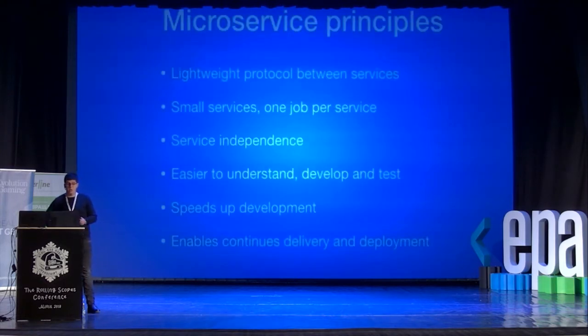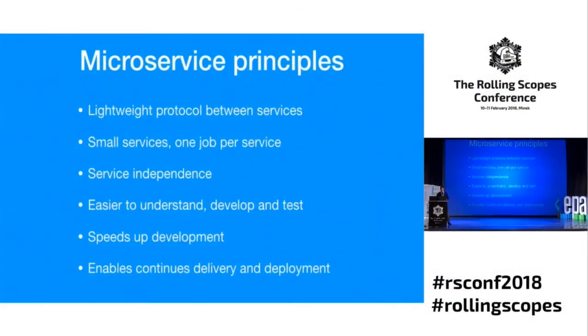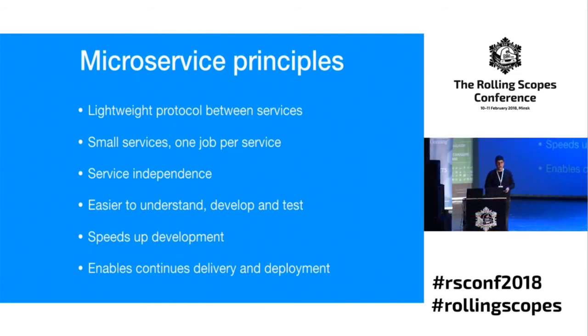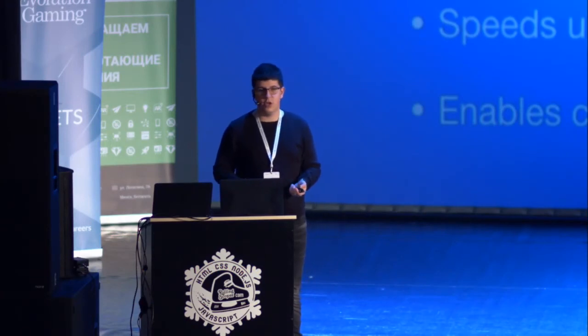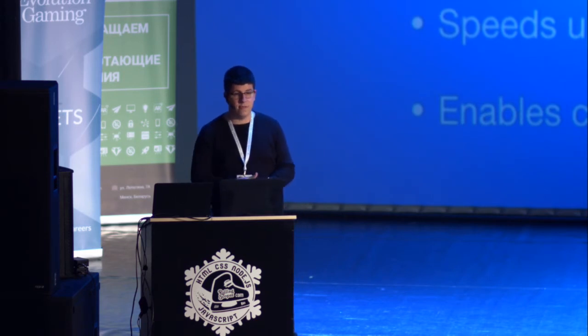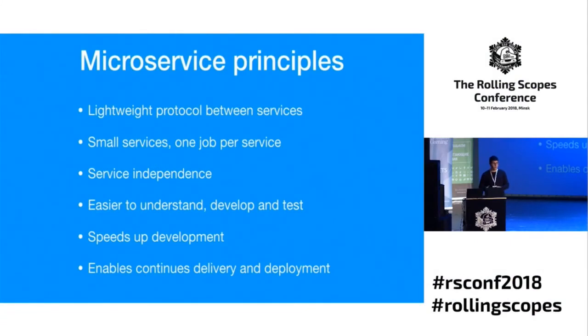So let's go back to this picture and see some principles around microservices. We need to have some lightweight protocol between our services, for example, the HTTP protocol in the backend or the event bus. We need to have small services, as small as we can make them, and we need to have 1 job per service. And services need to be independent, so each service can be developed, tested, and implemented without knowing about the other services. And microservice architecture should help us understand more easily how our app works, and make it easier to develop and easier to test.